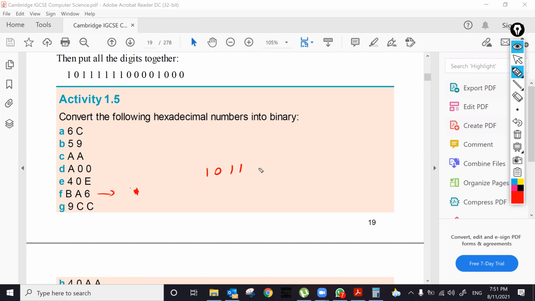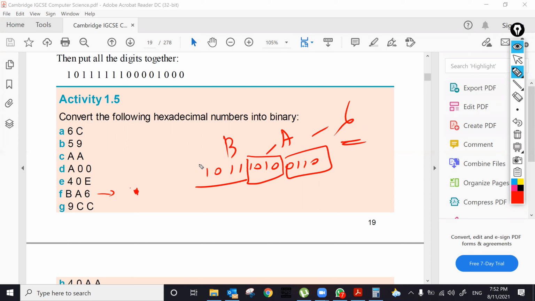Sir, 1010. Sir, 0110. Right. 0, 1, 1 here. Here 6. Here we have 8 to 10. 10 means we have A. Here we have 8, 3. That means 11. We have B. Correct. Sami, I think you also get the same value, right?